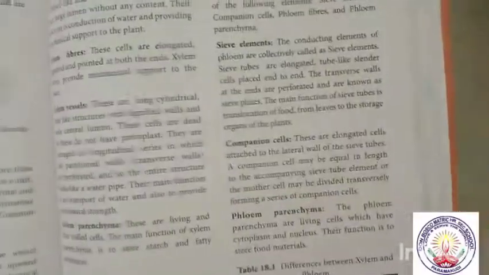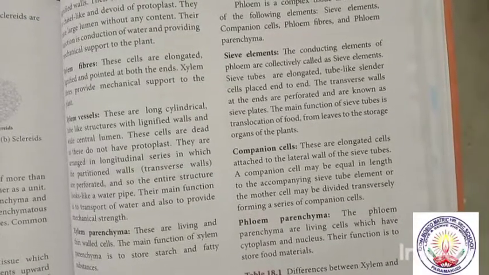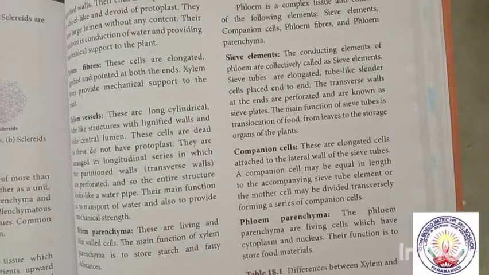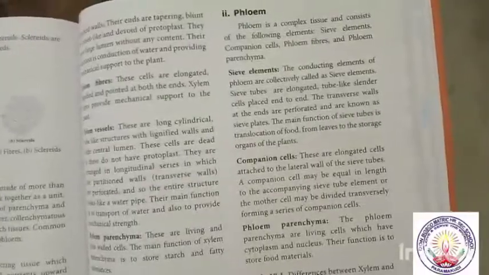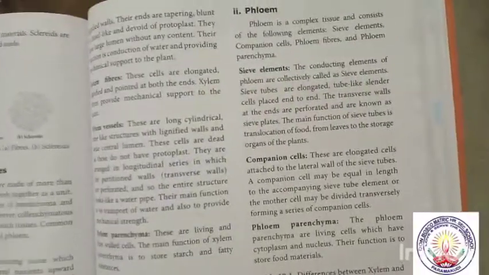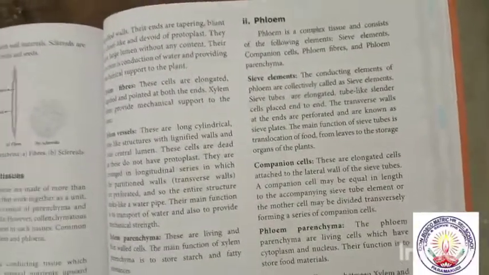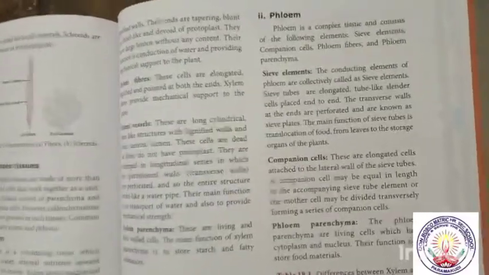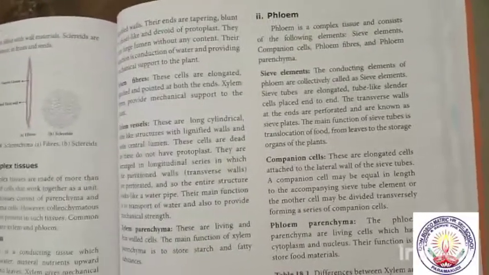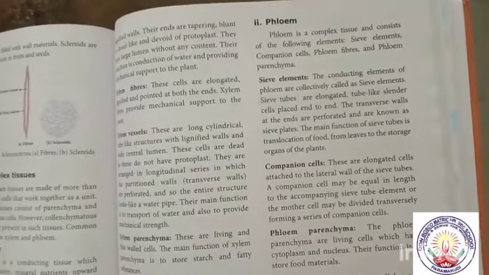Companion cells. These are elongated cells attached to the lateral wall of the sieve tubes. The companion cell may be equal in length to an accompanying sieve tube element, or the mother cell may be divided transversely forming a series of companion cells. Phloem parenchyma. The phloem parenchyma are living cells which have cytoplasm and nucleus. Their function is to store food materials.